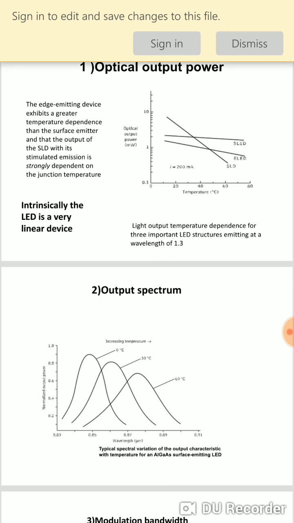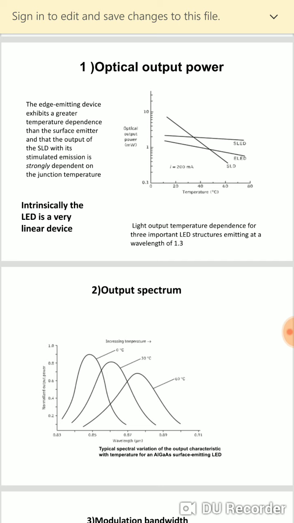So what is the meaning of optical output power? In this we are going to see the output characteristics of LED. The output characteristics of any device is nothing but the graph of the output parameter versus the input parameter. In case of laser we have seen the optical output power versus the input electrical signal.